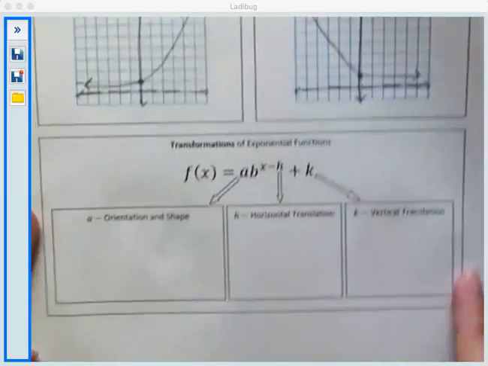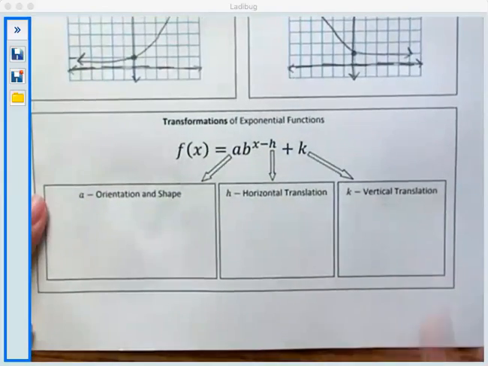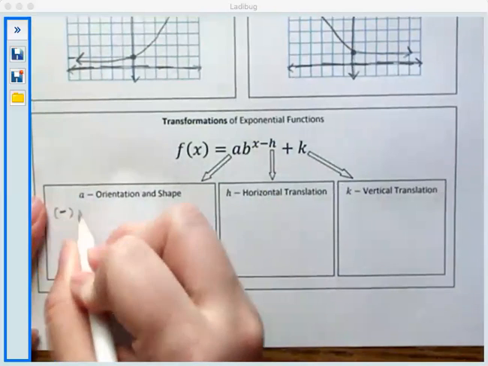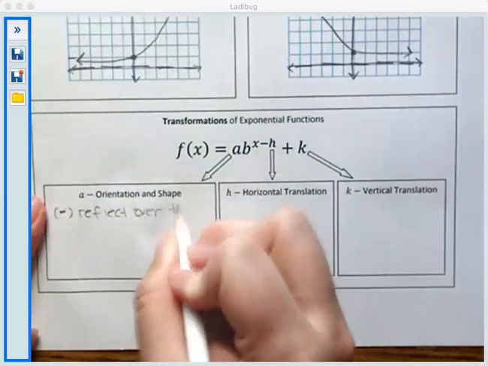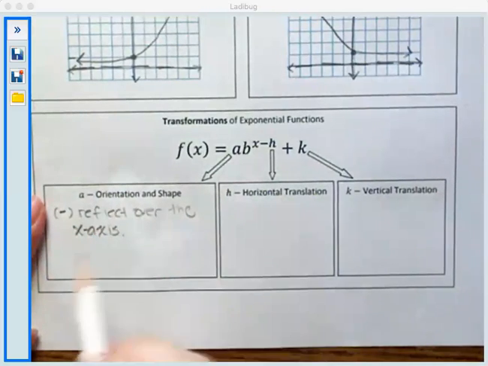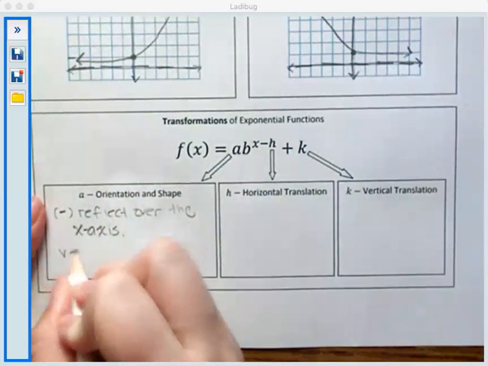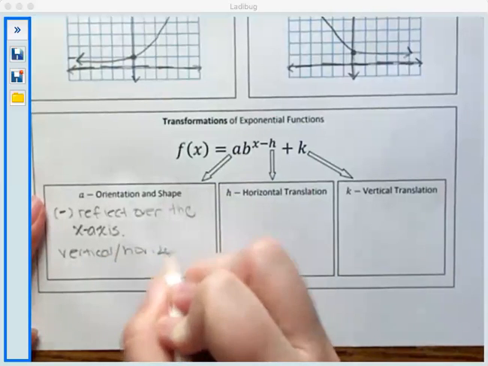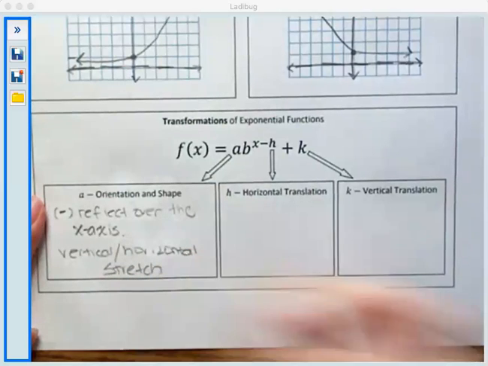Okay, our transformations. Whenever we're looking at our transformations, we have A. A is the orientation or the shape. Remember, if it is negative, it does reflect over the x-axis. And this also determines if it is a vertical or a horizontal stretch. This is like your steepness of the graph.